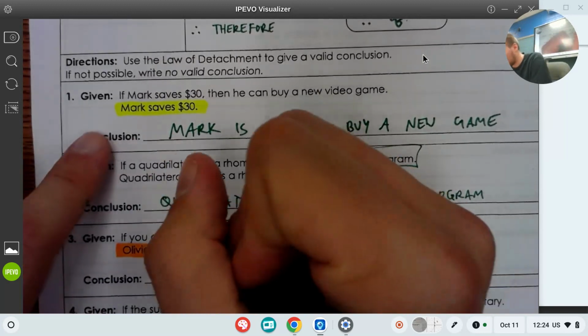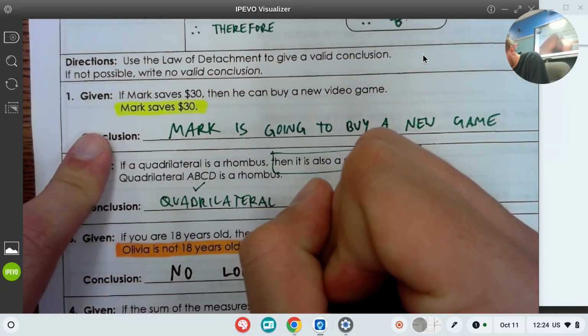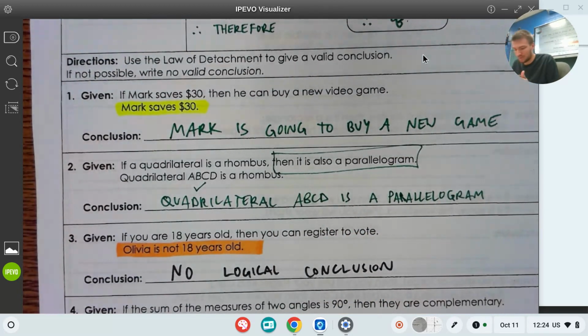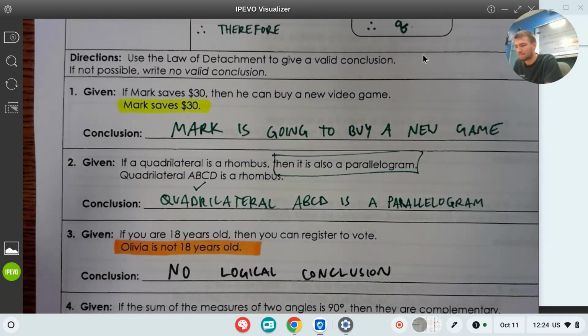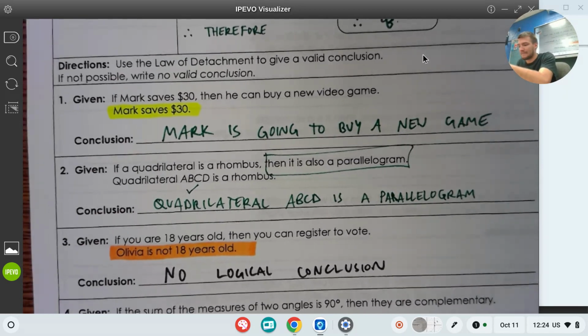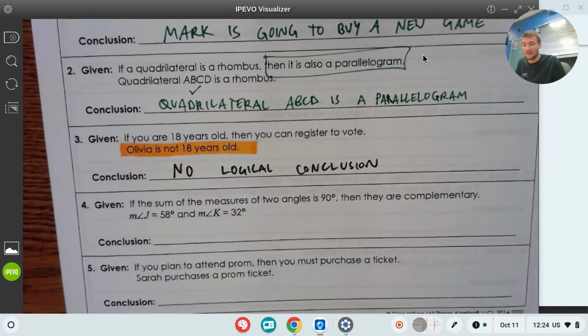What we're going to put here is no logical conclusion. Now we have to be very careful, and we have to write no logical conclusion, because as soon as the P fails, you're not allowed to think harder and make new connections. You just say, hey, listen, no logical conclusion. It did not happen.